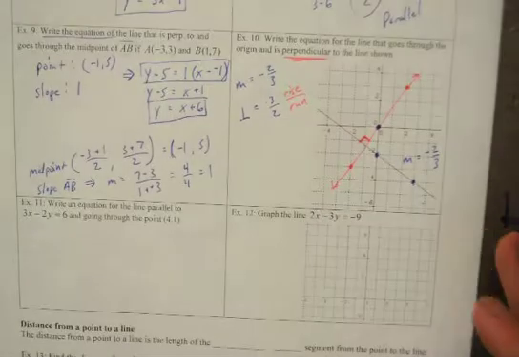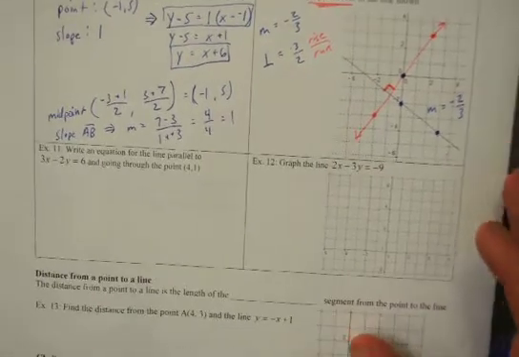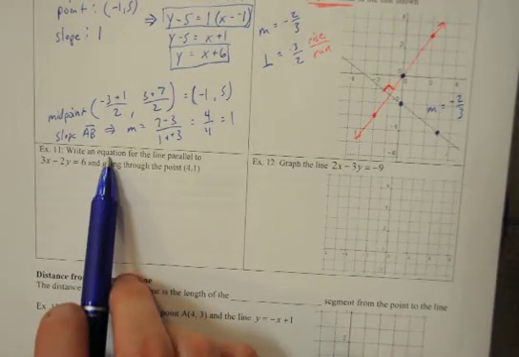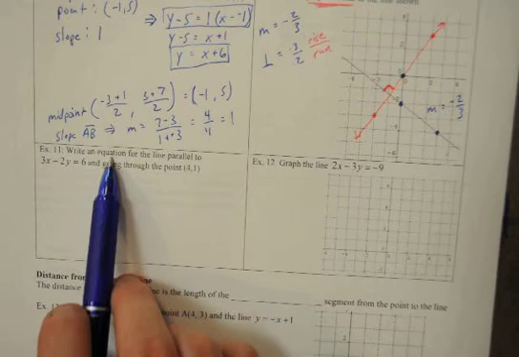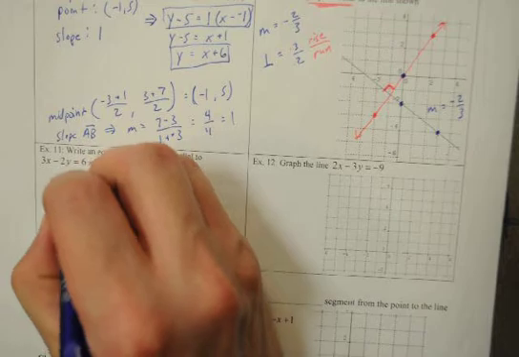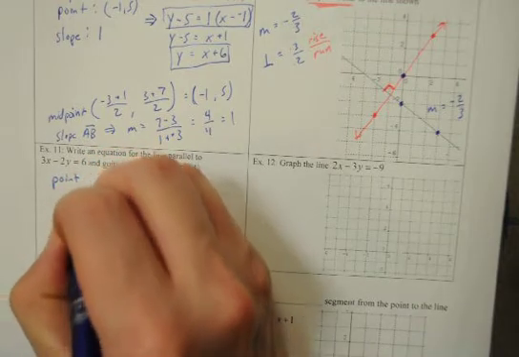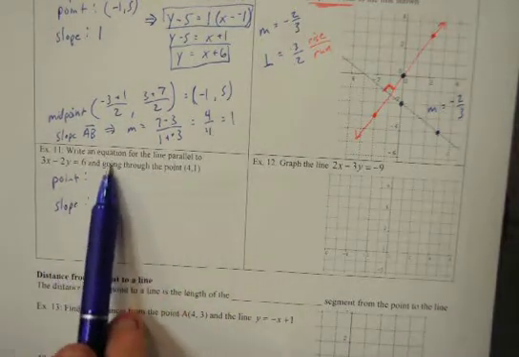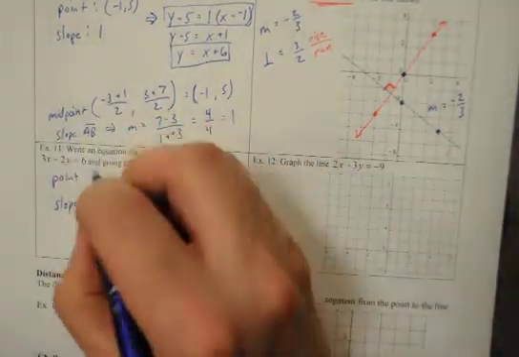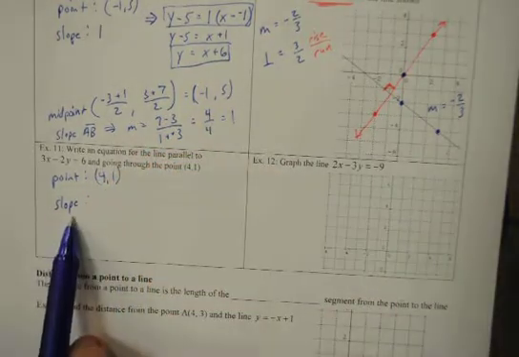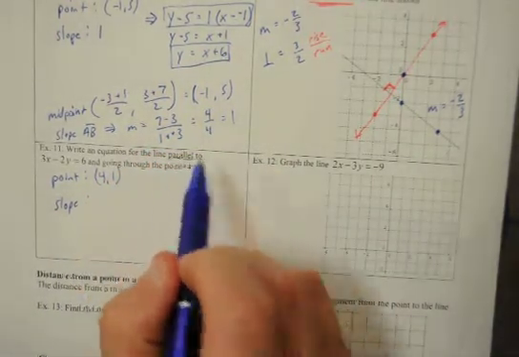Next, example 11. Write an equation. Do we have a graph? No. Write an equation. I'm going to need a point and a slope. Do we have a point? It says write an equation. It has to go through the point (4, 1). So we have a point. Do we have a slope? It says it has to be parallel to this.